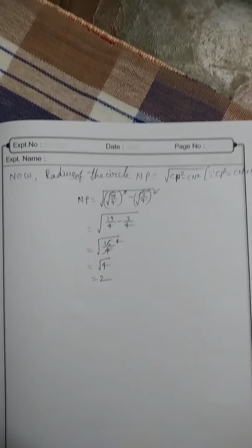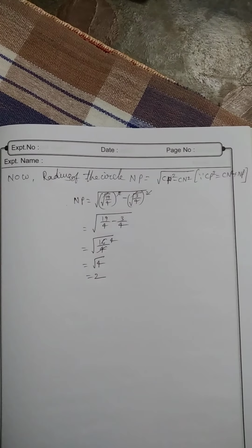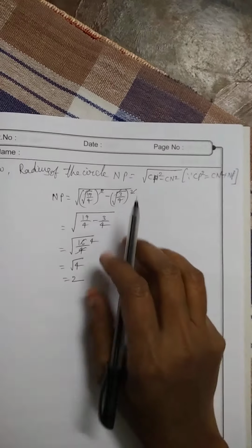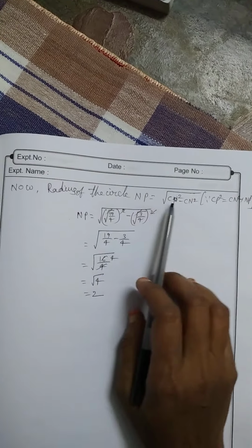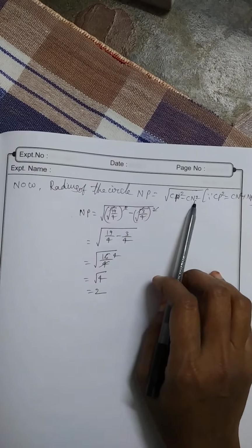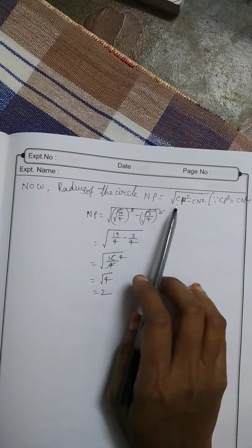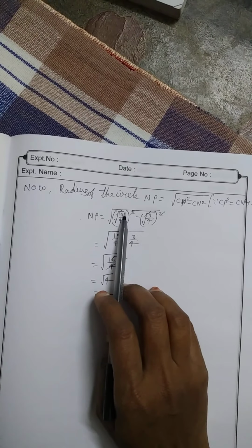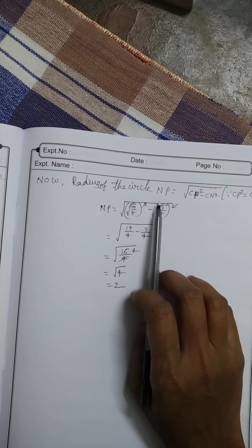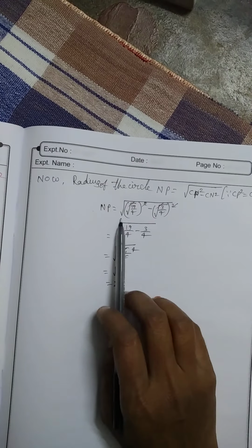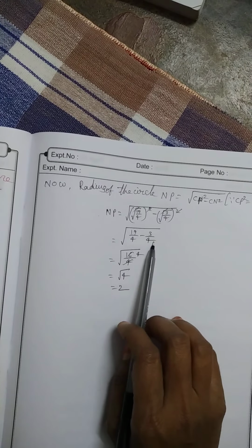Now by the Pythagoras theorem, CNP is a right angle triangle, so CP² = CN² + NP². Now we want the radius of this circle, that is NP. NP equals the square root of CP² - CN². Now CP² is 19/4 and CN² is 3/4, so we get the square root of (19/4 - 3/4), the denominators being the same.